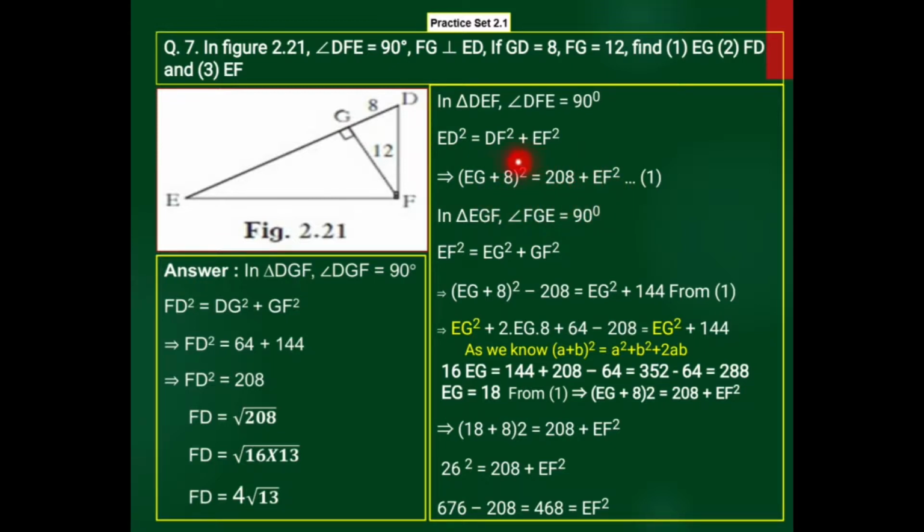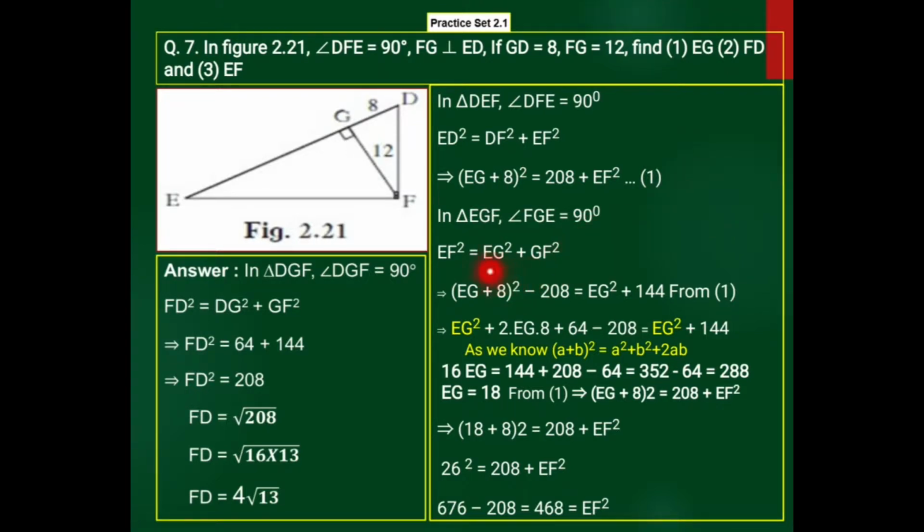Now DF square plus EF square. The value of DF is the same as FD, or we can take this value directly because we require the square. FD square equals 208. So replace DF square by 208, and EF square as it is. We denote it by equation number 1.